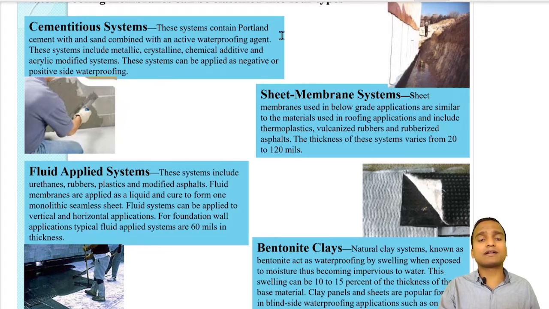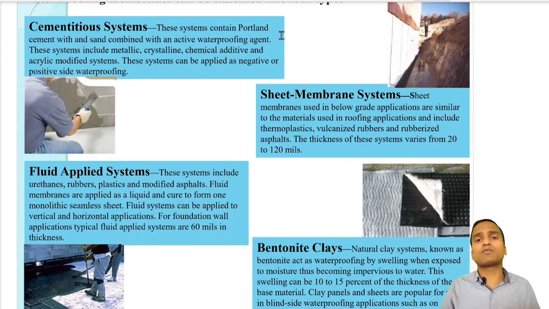So the first one is the cementitious system, and this is the figure of the cementitious system of waterproofing, and this system contains Portland cement and sand combined with an active waterproofing agent, and these systems include metallic crystalline, chemical additive, and acrylic modified systems. So these systems can be applied as negative or positive side waterproofing. So the benefit of the cementitious system of waterproofing is that it can be very effectively used as negative side waterproofing, and of course we can use it as positive side waterproofing also.